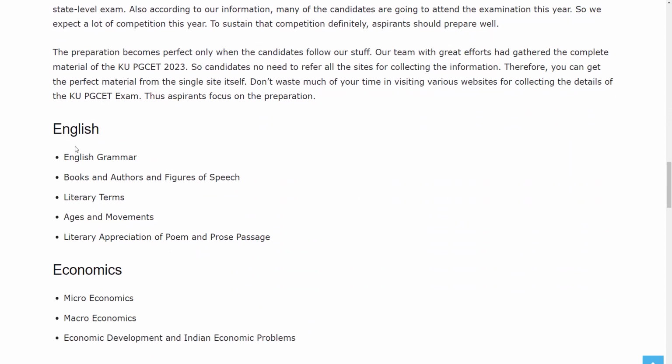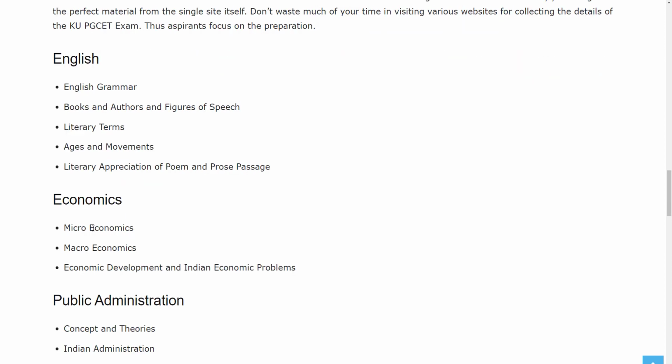From English, we will have objective type questions with the subtopics of English grammar, books and authors and figures of speech, literary terms, ages and movements, literary appreciation of poem and prose passages. From economics, you will have microeconomics, macroeconomics, economic development, Indian economic problems.